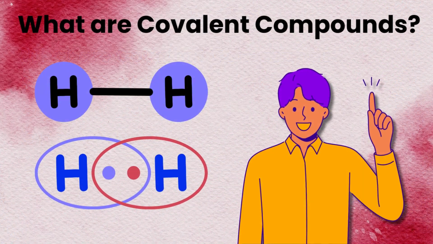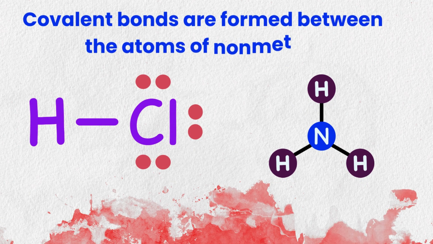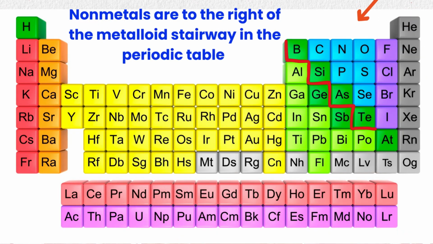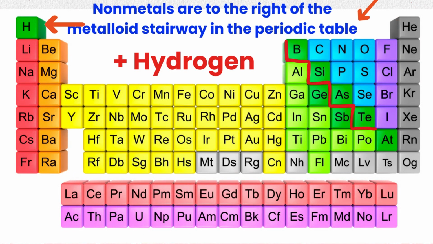So, what are covalent compounds? Covalent bonds are formed between the atoms of nonmetals. Nonmetals are to the right of the metalloid stairway in the periodic table, plus hydrogen, which is located on the left side of the periodic table.